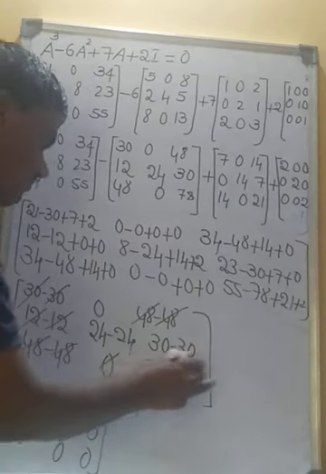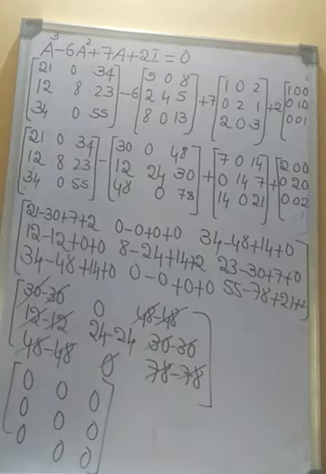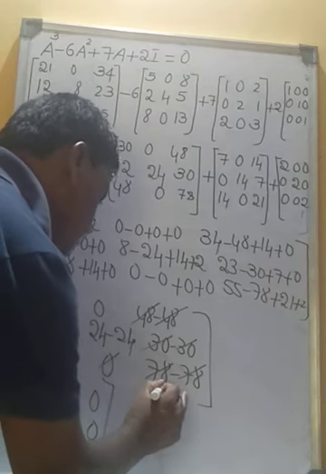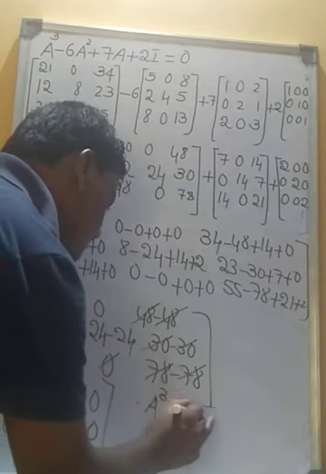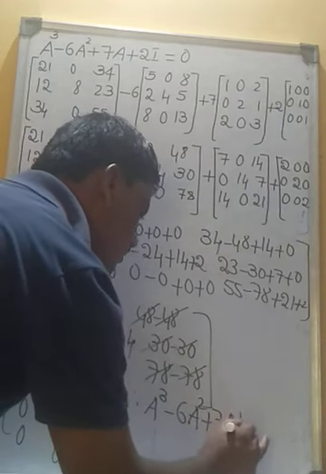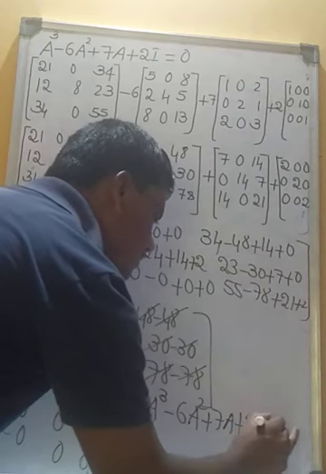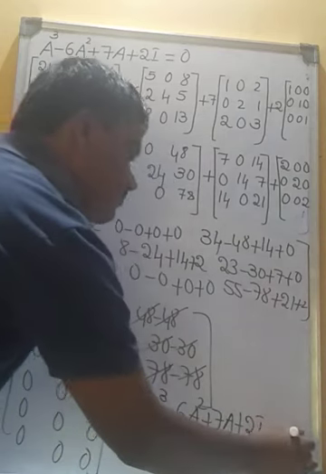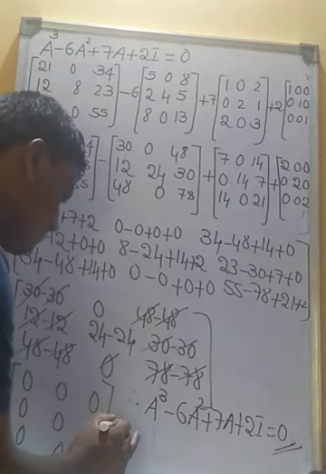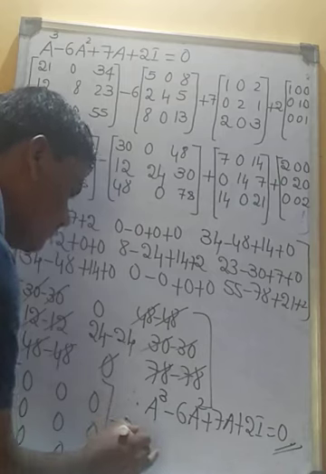All elements are cancellation. So therefore, A cube minus 6A square plus 7A plus 2I equal to 0 is a 0 matrix of order 3 cross 3. This matrix also can be written as 0.